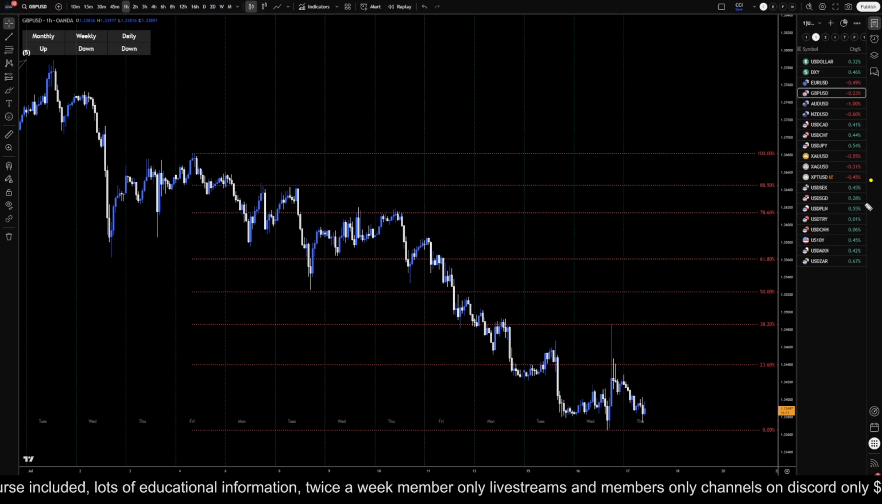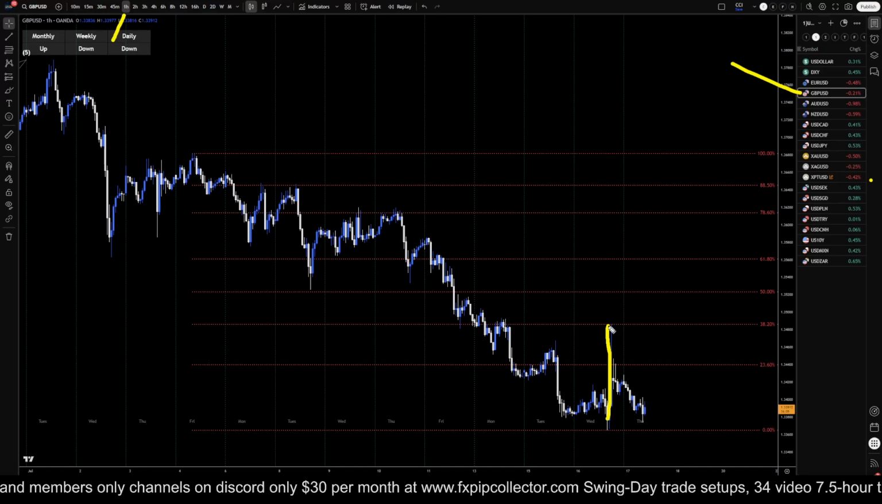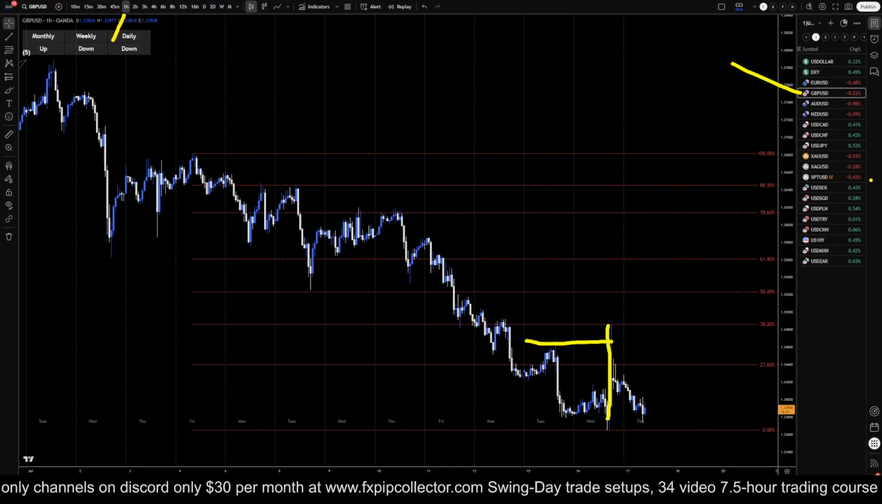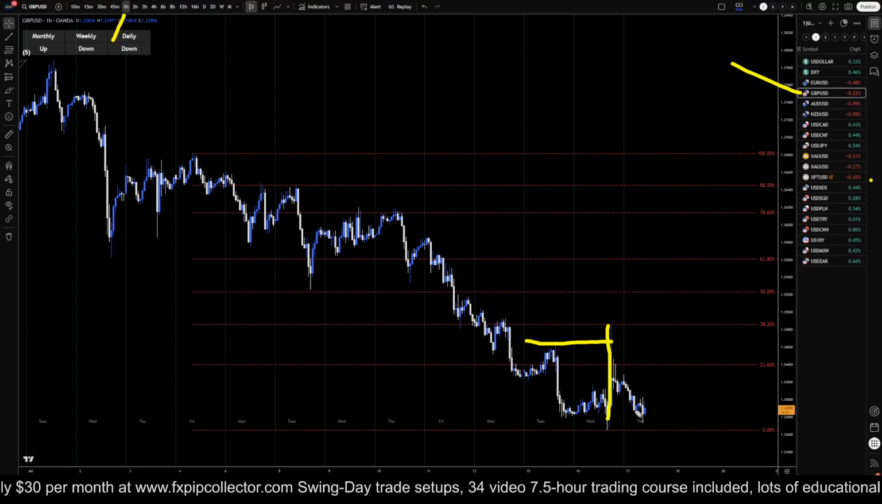Hello, traders. Today is Thursday, July 17th, and this is my analysis for the pound US dollar, and we are on the 1 hour time frame. So, yesterday afternoon, we had that big move, and it definitely did cause a break of structure. Down prices all the way back down to where it was before the big move.